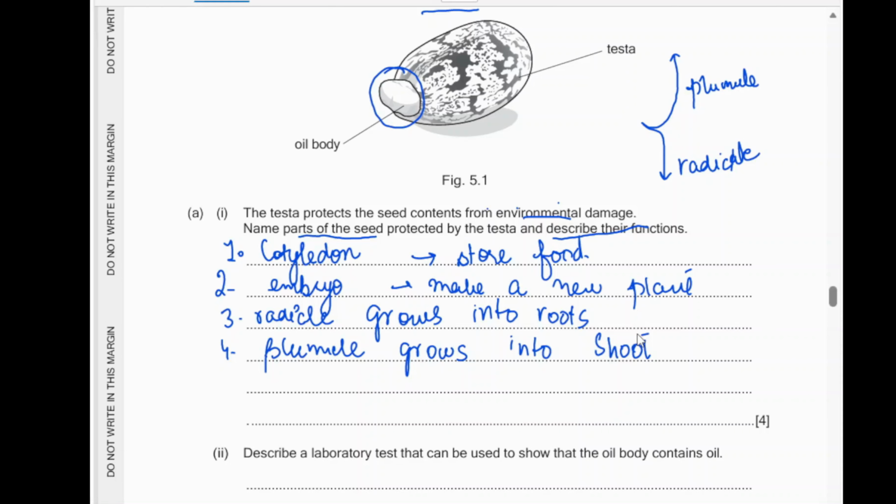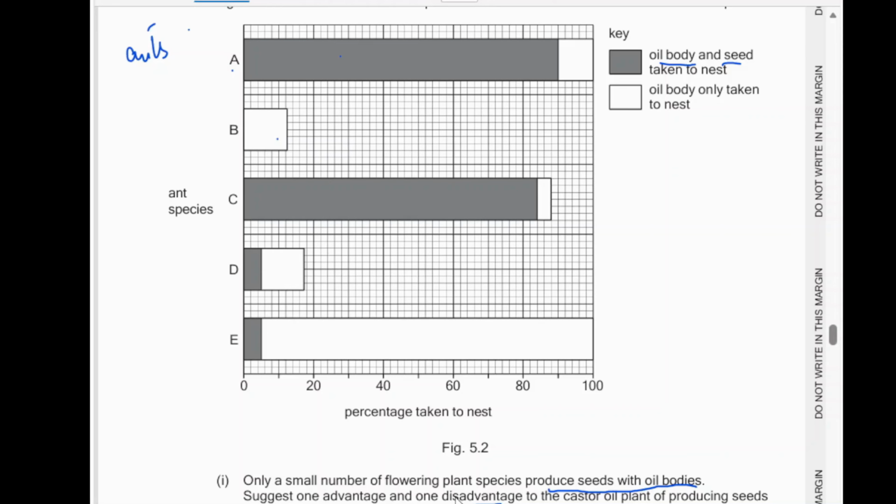Okay, what is the disadvantage? Because it has an oil body. Wait, it has an additional thing, the oil body. What is the disadvantage of having an oil body? To make another part, you would use more energy?